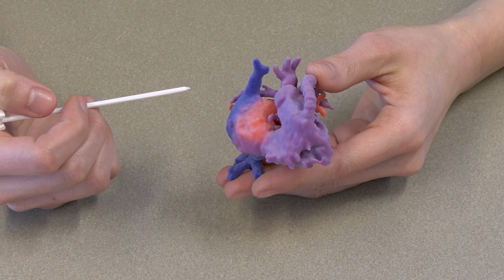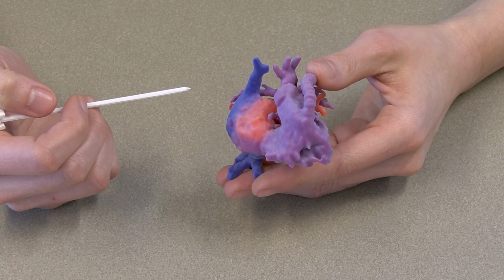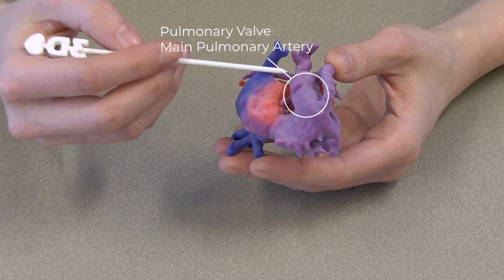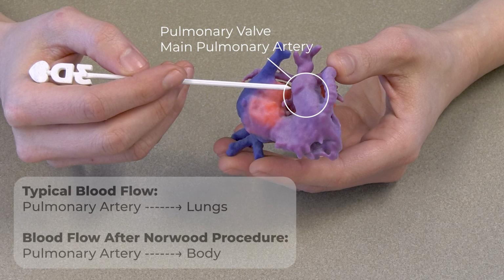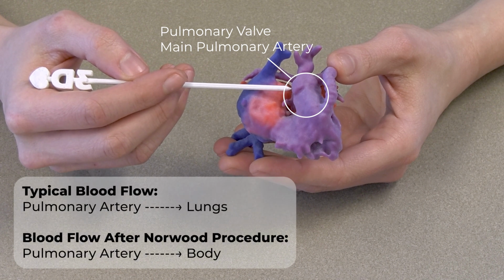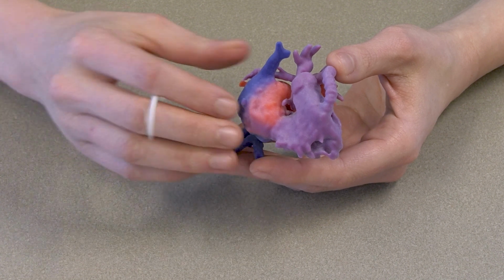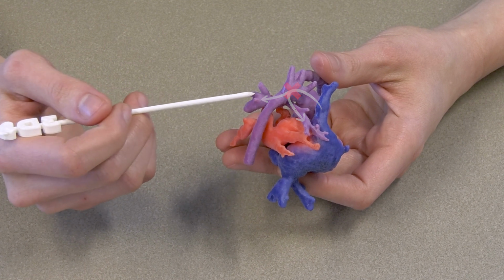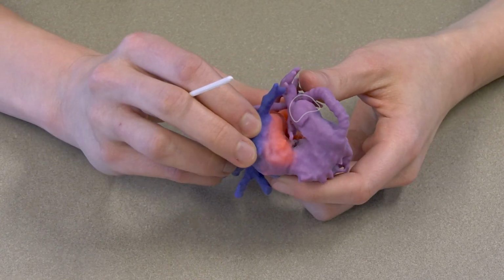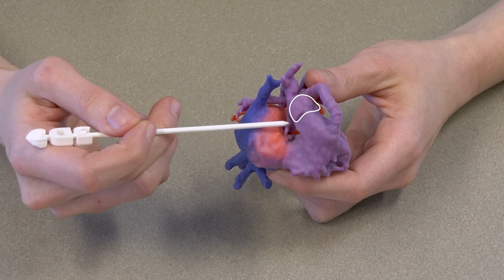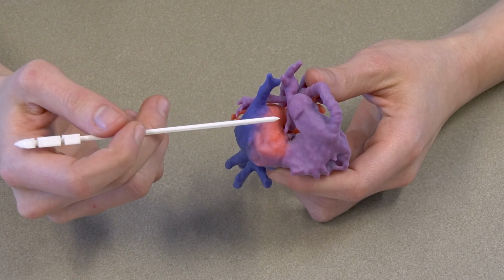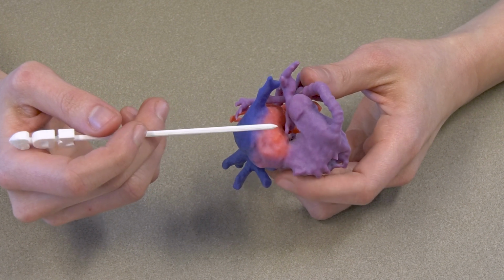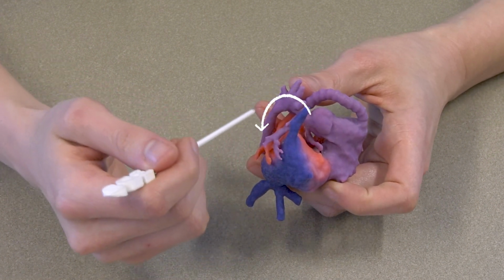The Norwood surgery involves 3 main steps. Firstly, the pulmonary valve and the main pulmonary artery are converted from pumping blood to the lungs to pumping blood to the body. This is done by disconnecting the branch pulmonary arteries, located here, from the main pulmonary artery, located here. The main pulmonary artery is then connected to and used to help rebuild the aorta, as you can see here.